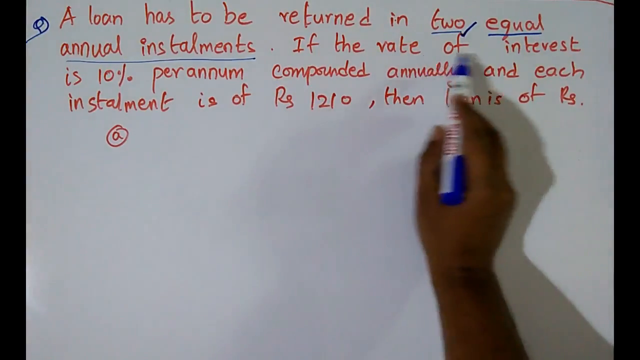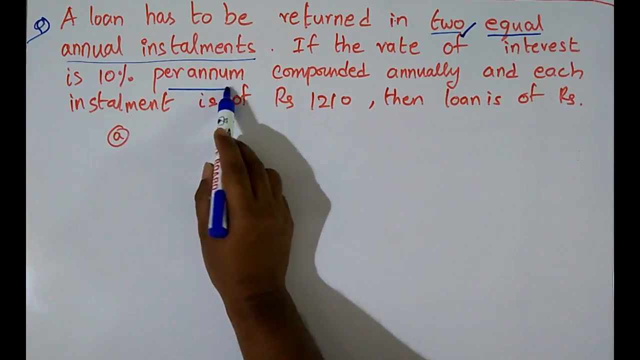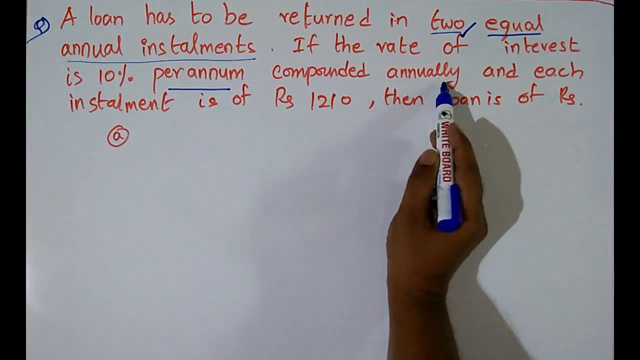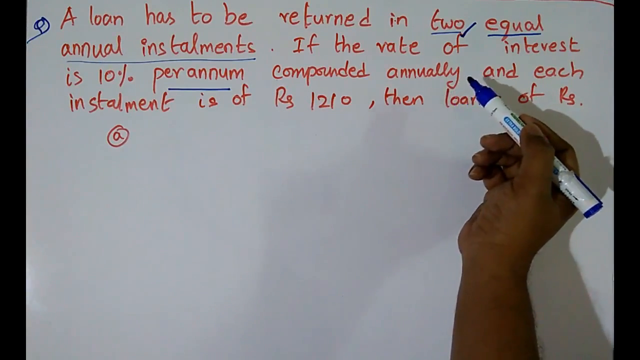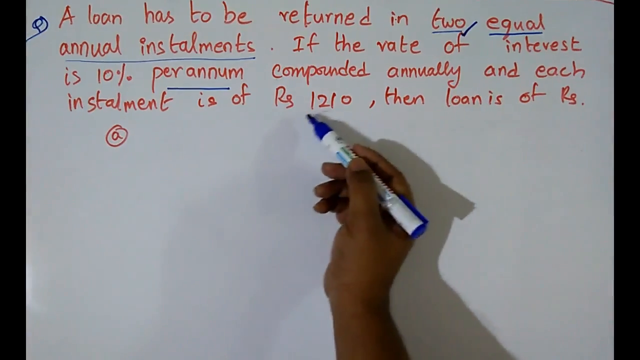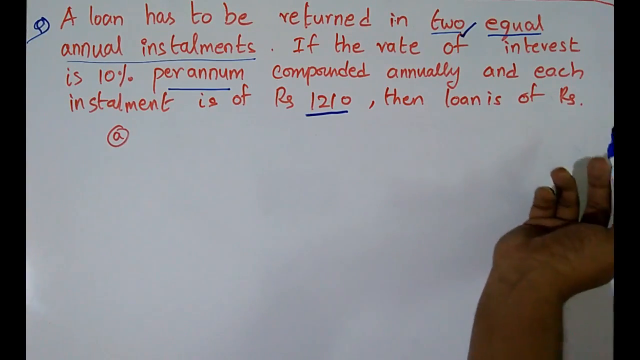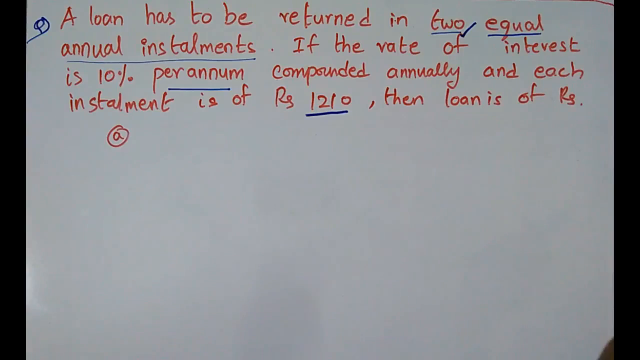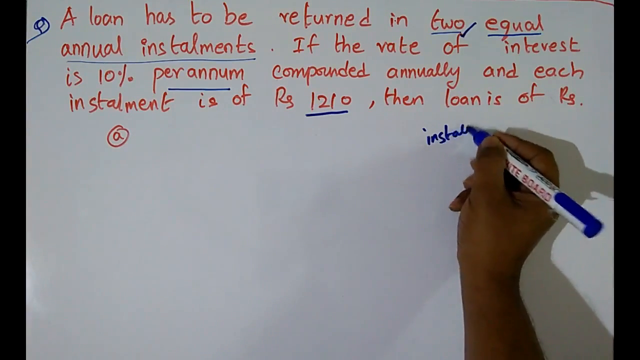If the rate of interest is 10% per annum compounded annually, and the interest is calculated on compound interest, and each installment is of 1210, then the loan is of how many rupees? Actually friends, we have been given how much we are paying with each installment.